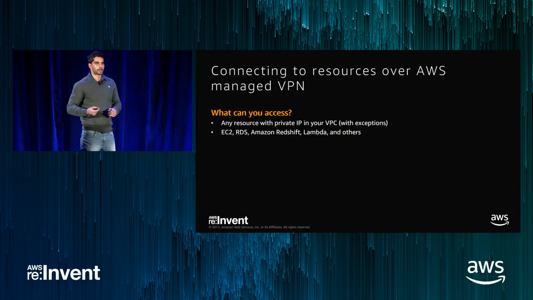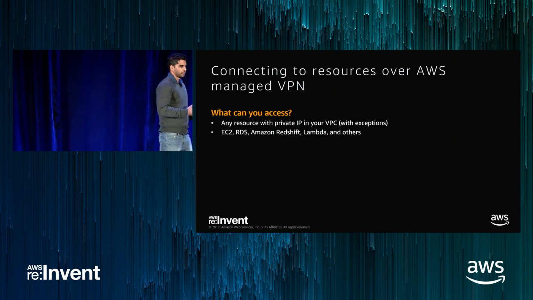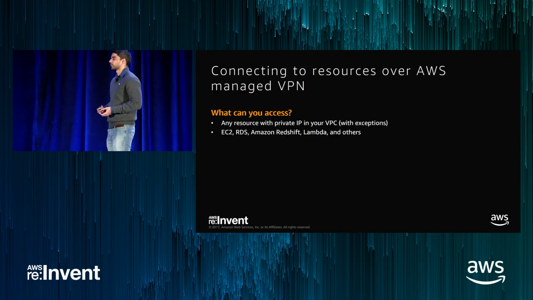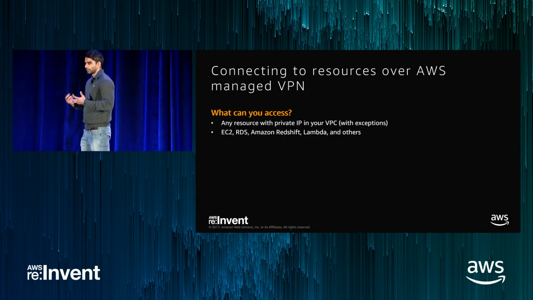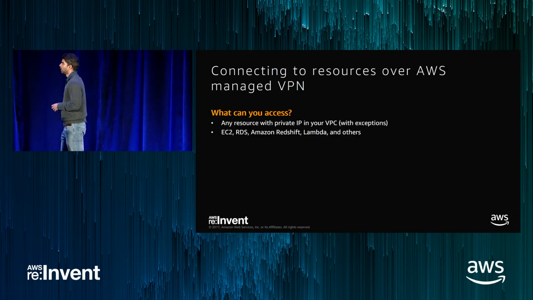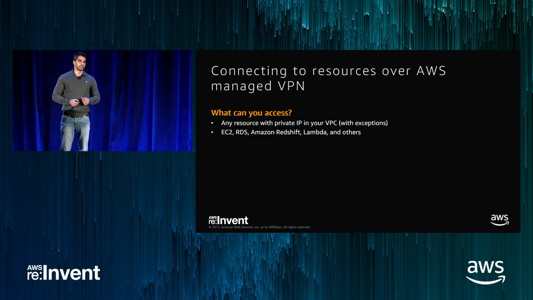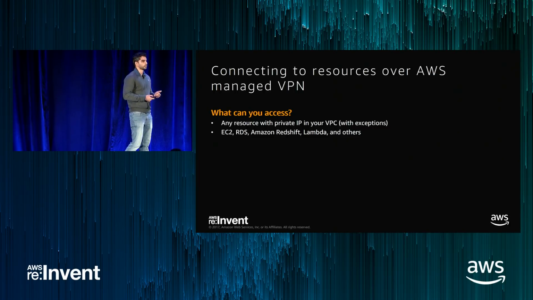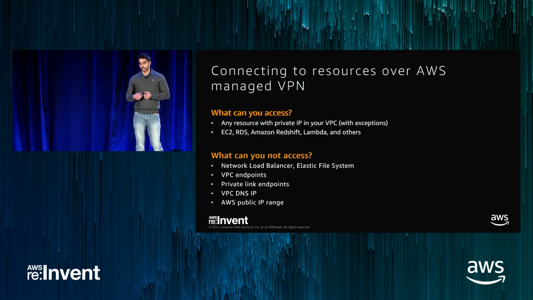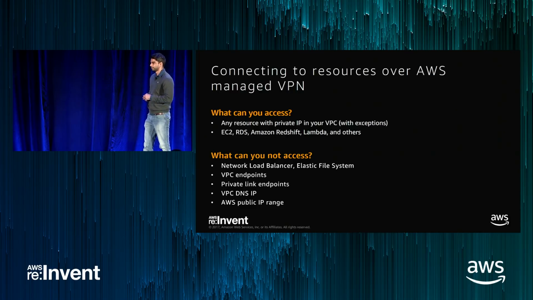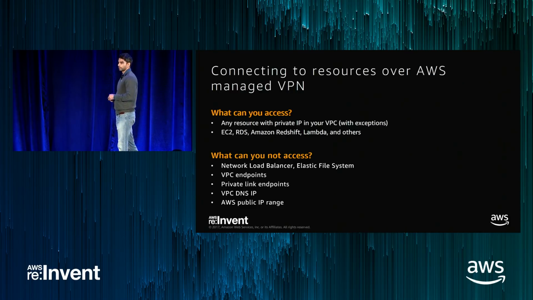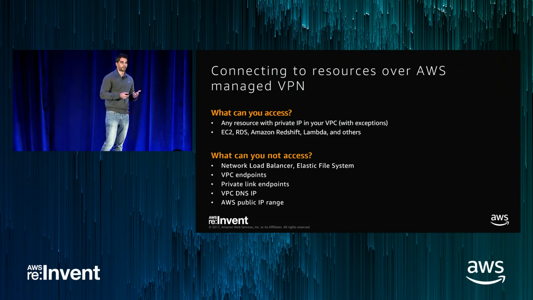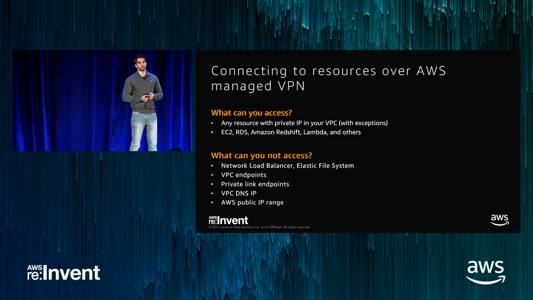Let's start by talking about AWS Managed VPN. When you create an IPsec VPN tunnel to your VPC, you can access resources inside the VPC using their private IP addresses. This includes EC2, RDS, Lambda, Redshift, and many more such services. But there are exceptions. You cannot access the network load balancer, Elastic File System, VPC endpoints, including the recently released private link endpoints, are not accessible.